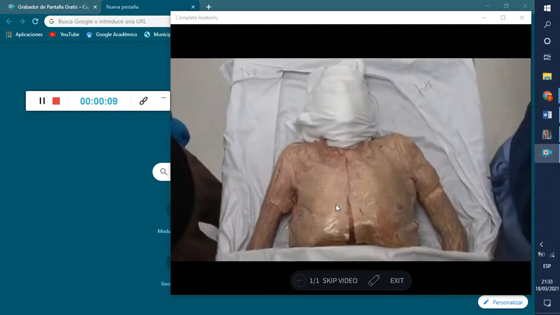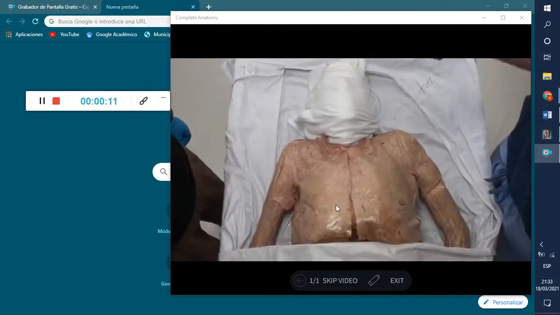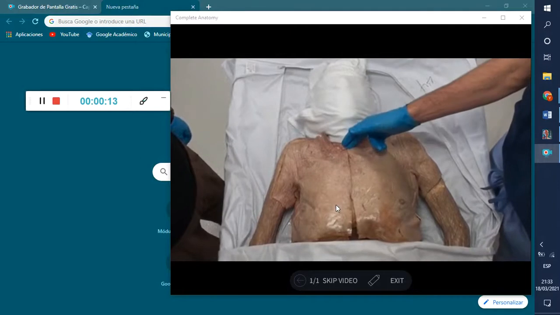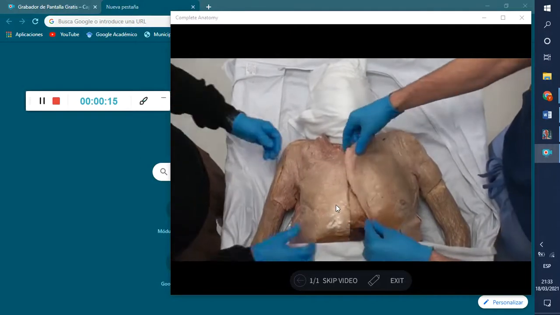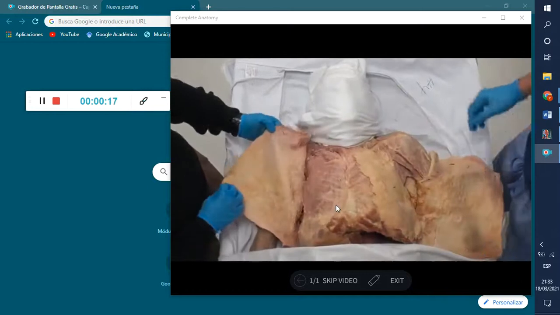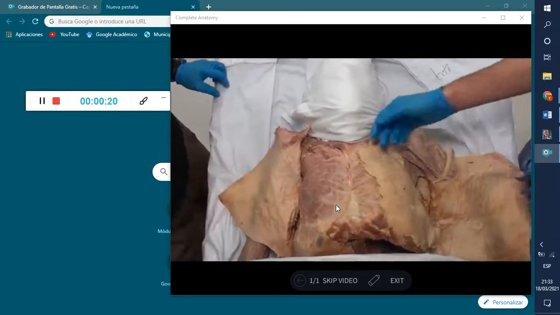Here we have the body in anatomical position. An incision has been made from the jugular notch to the xiphoid process. The skin will now be reflected. On the left, we see subcutaneous fat, which I will now reflect.